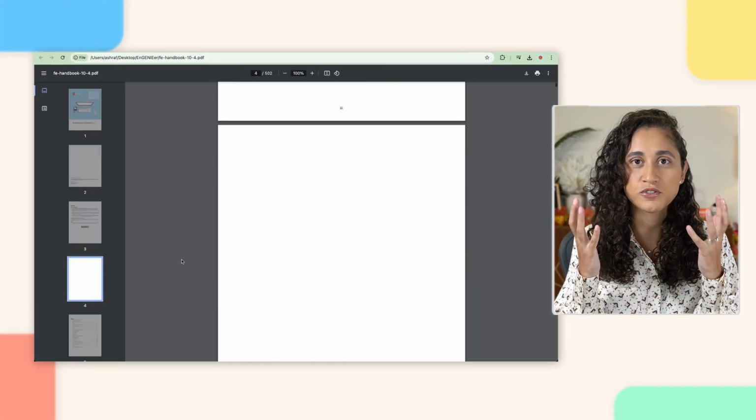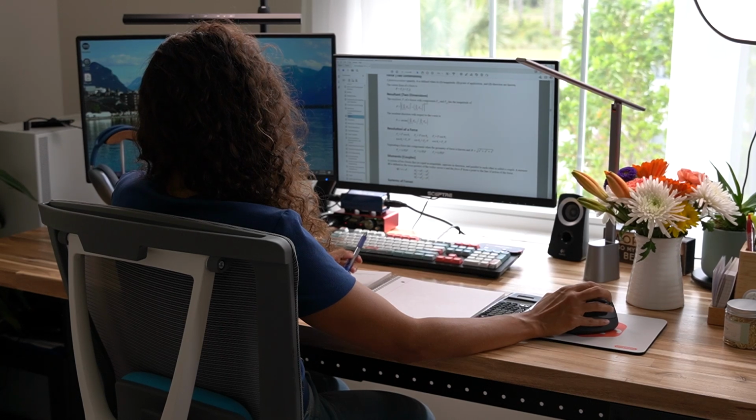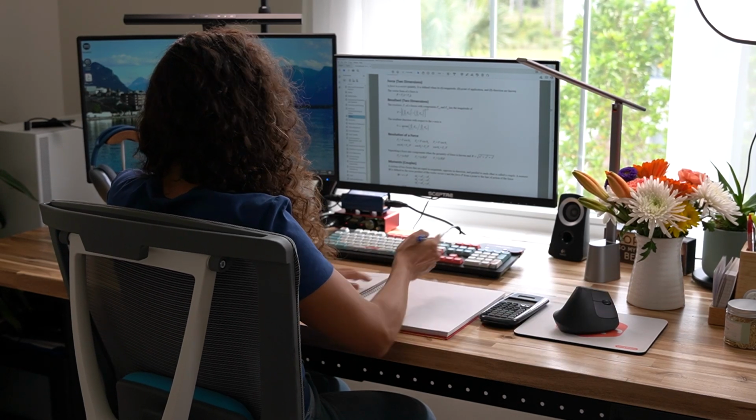Another important tip, which I kind of mentioned a little bit earlier, is whenever you guys are studying for the FE exam, always use the reference handbook. The more you use it, the more you'll become familiar with where the equations are located, which will save you a lot of time during the FE exam.